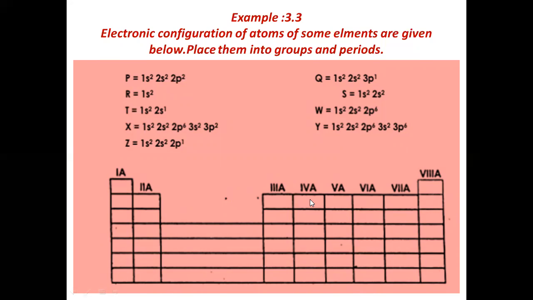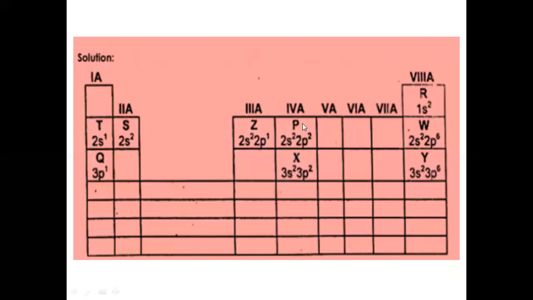So P will be placed here. This is the position of P. You can see the position of P is here. 2s2 means n equal to 2, second period, and 2 plus 2, 4 electrons. So you know that the valence electrons decide the group number. So 4 electrons means that P will be in group number 4.